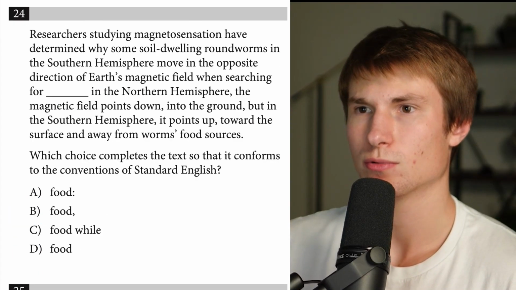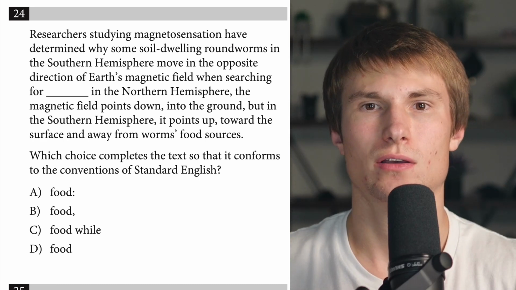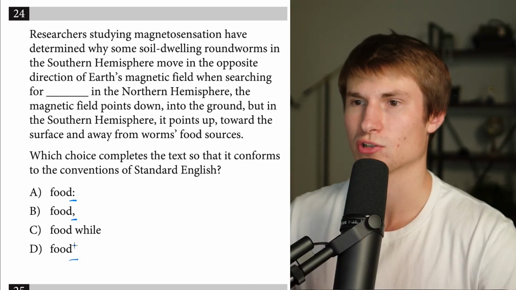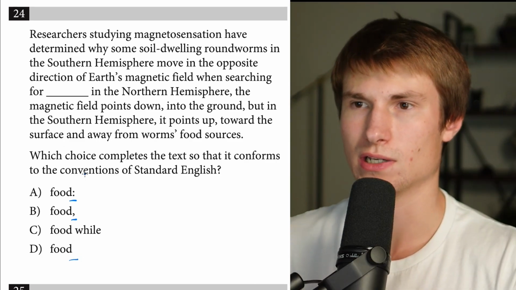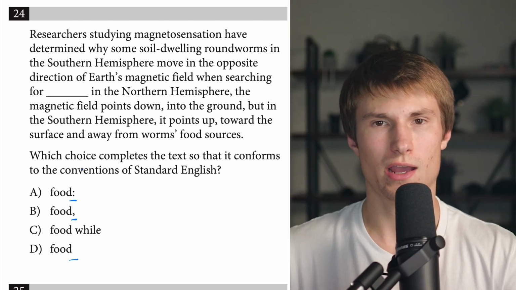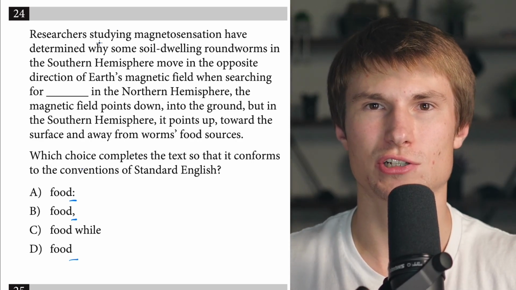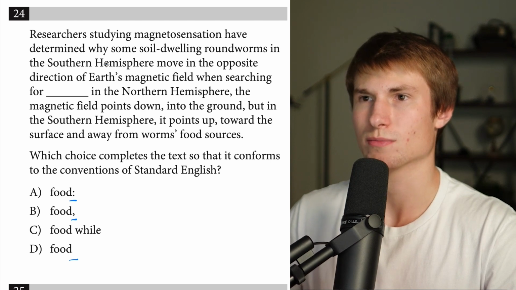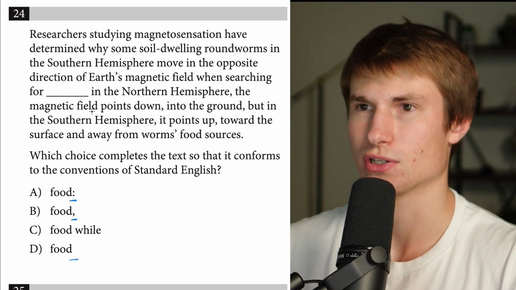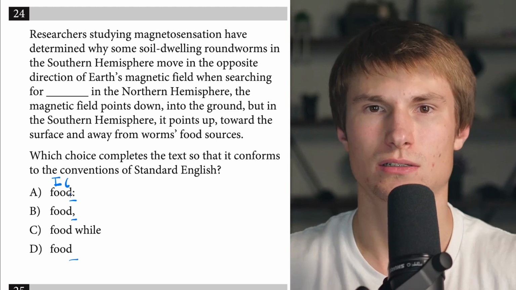Here's another example. We have which choice completes the text so it conforms to conventions of standard English. I look at my options. I've got food with a colon, a comma, no comma and well, or nothing, no punctuation after it. Okay, so what I'll be looking for is, do I have an independent clause before food? And then what kind of phrase or clause do I have after food? So we have researchers studying magnetosensation have determined why some soil-dwelling roundworms in the southern hemisphere move in the opposite direction of Earth's magnetic field when searching for food. That's an independent clause before food, so I'm going to mark IC at food.